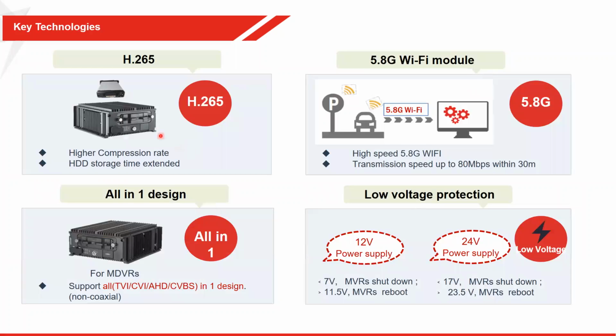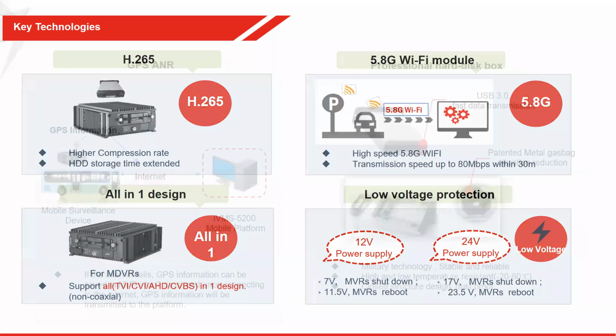So with our mobile DVR, we have H.265 compression and also various types of mobile connections. So TVI, CVI, analog HD, and CVBS all into one, which is a non coaxial type of connection, a more robust type of connection. Then we have Wi-Fi available as well, 5.8 gig Wi-Fi for our Wi-Fi backup. We've also got a low voltage protection function built into the mobile DVR as well.